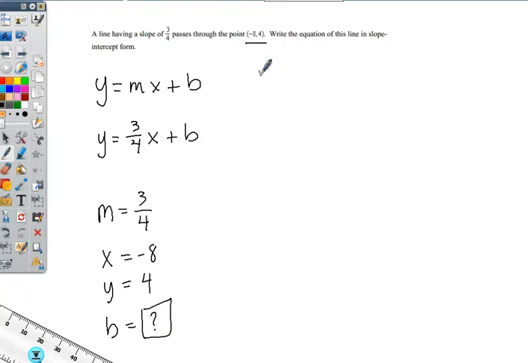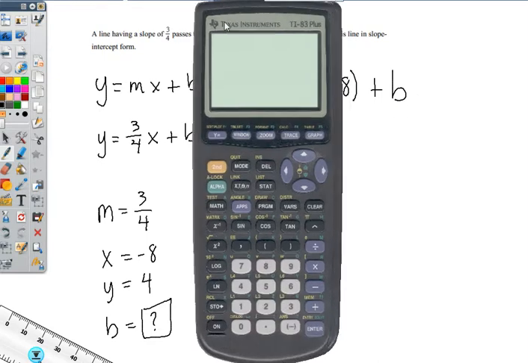So all you got to do is take your y value and replace the y in your equation with your y value. That was 4 in this point on this line. Your slope was given to you. It was 3/4. And your x value in this point is -8. So I'm going to put it in parentheses to show multiplication. And what we need to find is b. Now we're down to one unknown, so we can solve this equation algebraically.